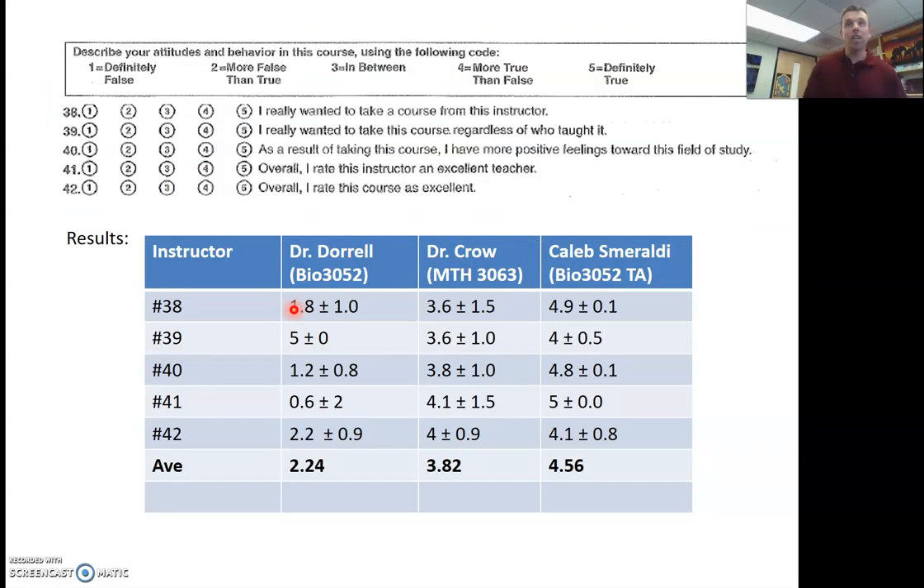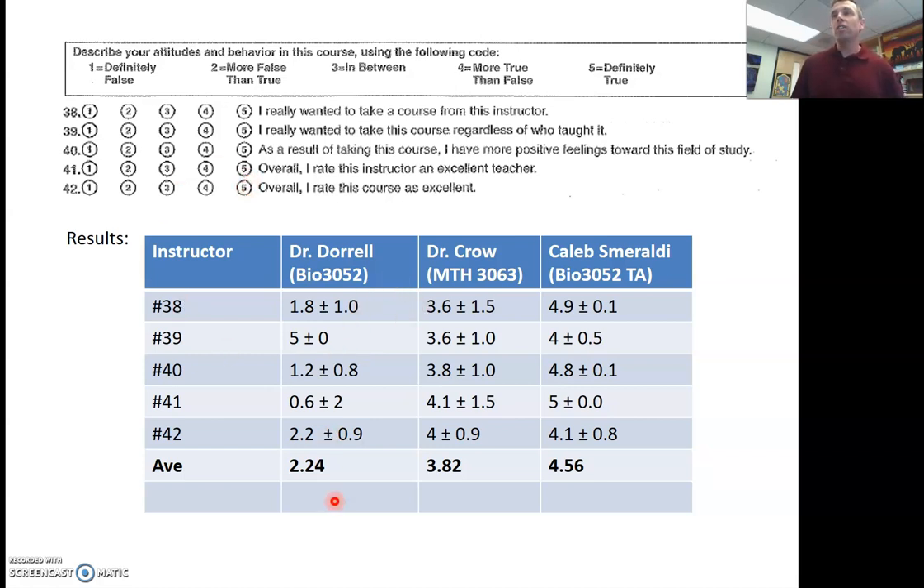And we can see this with data that you're probably very well familiar with. These are your IDEA evaluations, all right? And so we're ranking satisfaction, kind of 1, 2, 3, 4, and 5. So I really wanted to take a course from this instructor. I really wanted to take this course regardless who taught it. As a result of taking this course, I have more positive feelings. Overall, I rate this instructor as excellent, and so forth.